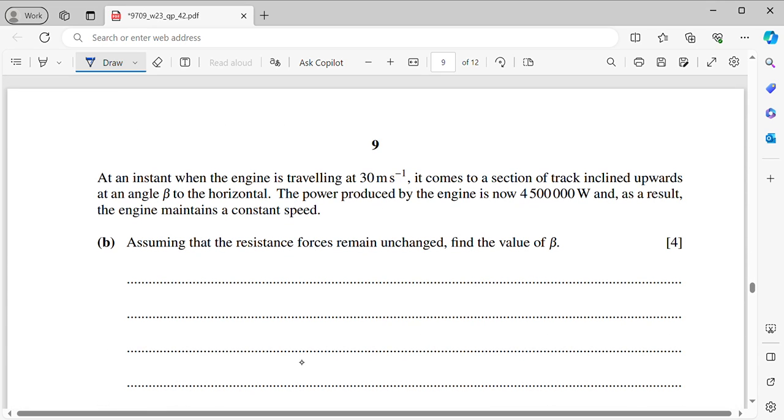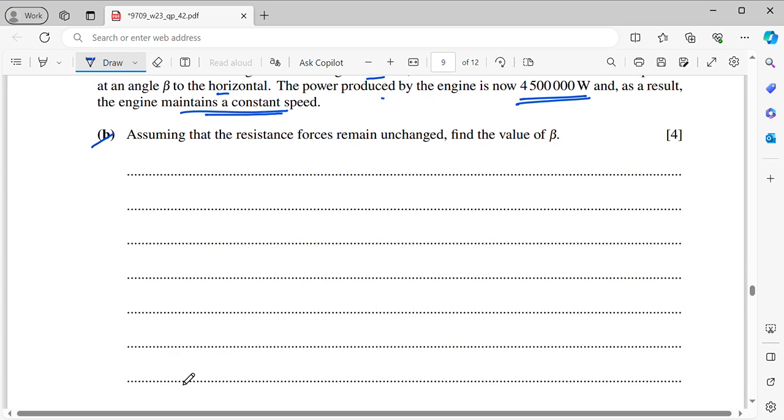At an instant when the engine is traveling at 30 meters per second, it comes to a section of track inclined upwards at an angle beta to the horizontal. The power produced by the engine is now 4.5 million watts, and as a result, the engine remains at constant speed. B, assuming the resistance forces remain unchanged, find the value of beta.